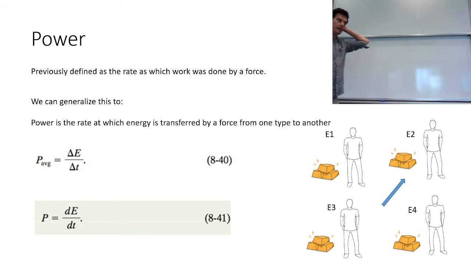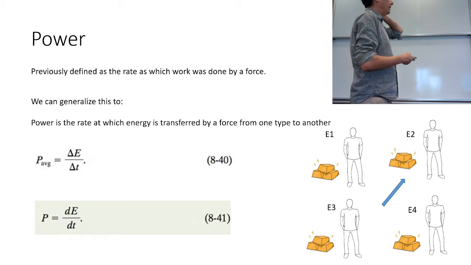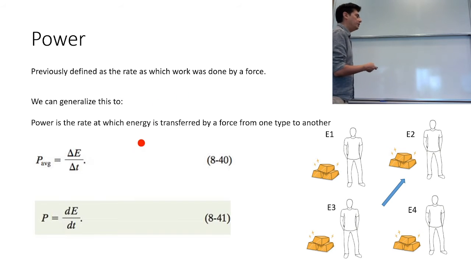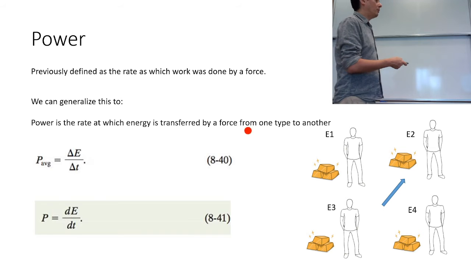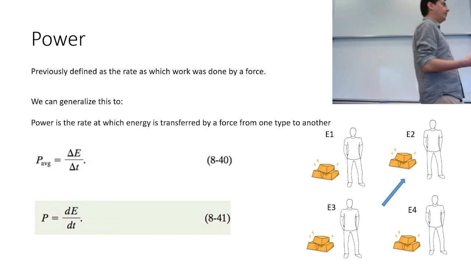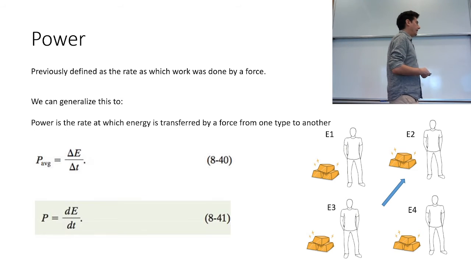Right, and then finally, this concept of power, which was previously defined as the rate at which work was done by force. But we could equally generalize this to work as the rate at which energy is transferred by force from one type to another. So we've got all these different forms of energy, and then power is basically the rate of flow of energy, right? So some energy is going from one form to another, and that's happening in a particular time.